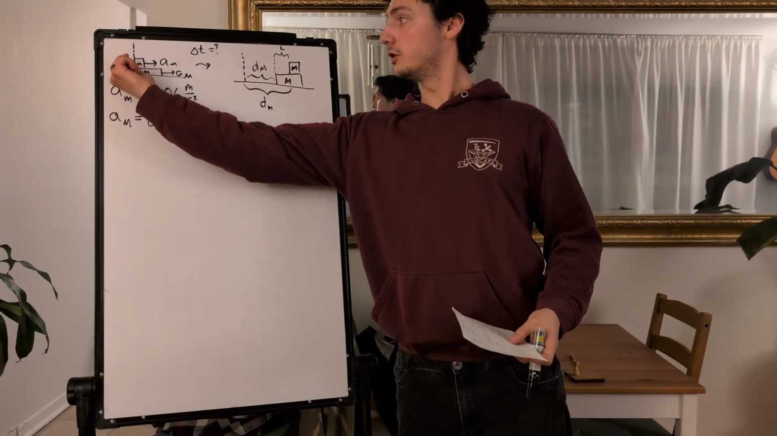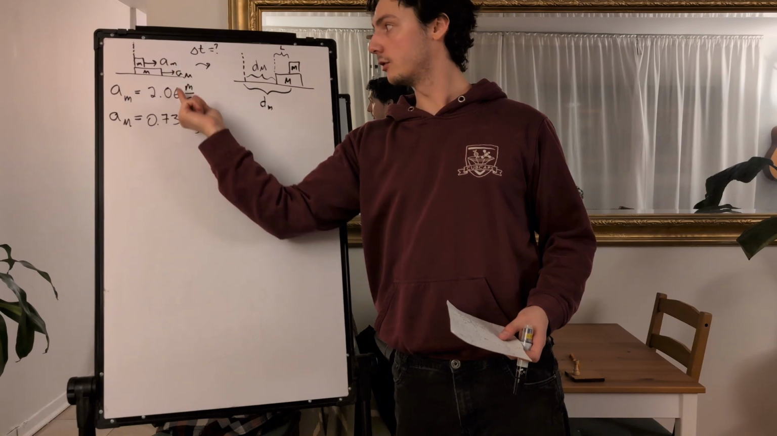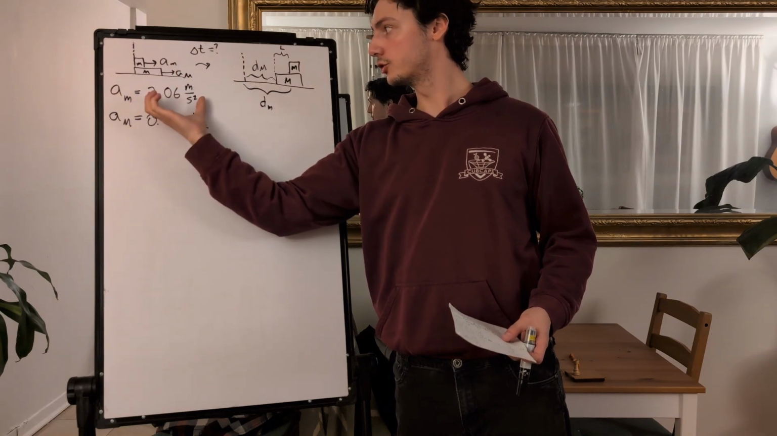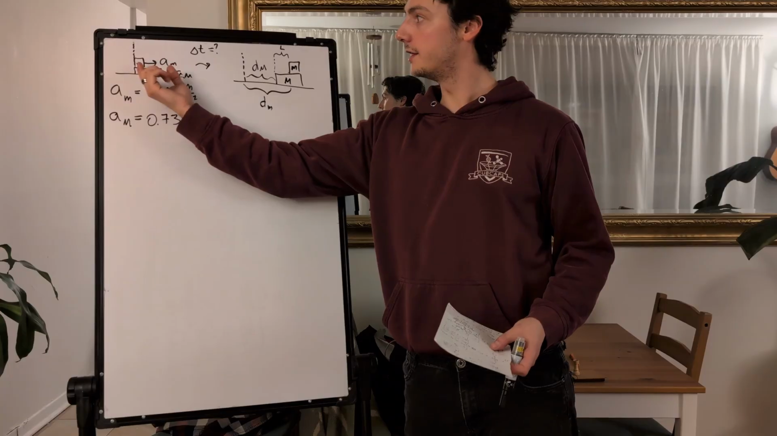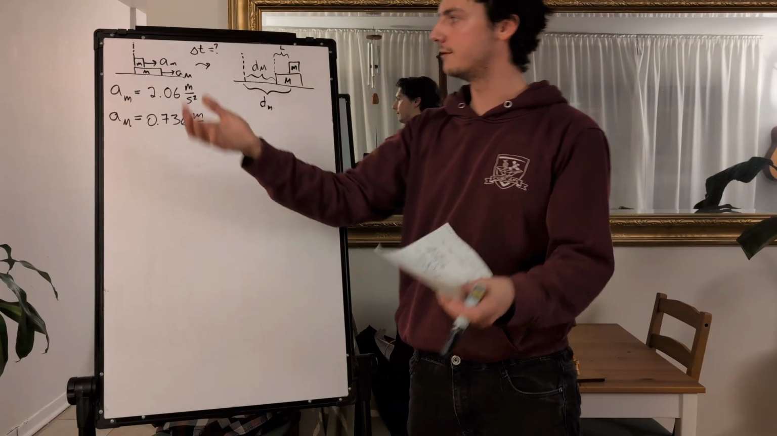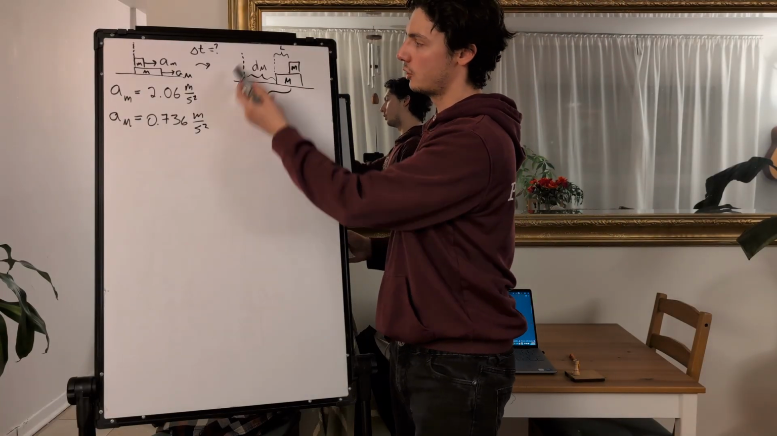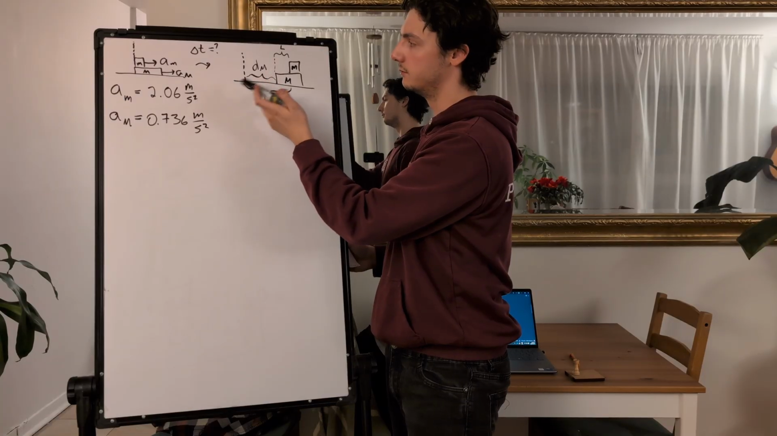This is the start of the picture. You apply a force just to the top block, giving it an acceleration of a subscript lowercase m, which is 2.06 meters per second squared. The friction between the two blocks also gives the bottom block an acceleration, a smaller acceleration, it's heavier, whatever. This is the final picture you end up in, and I've drawn these extra distances.